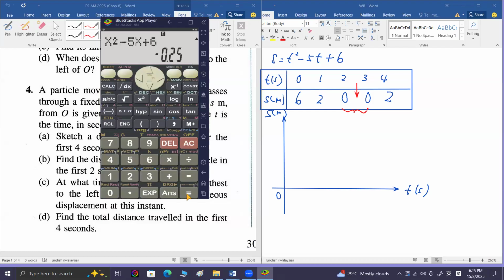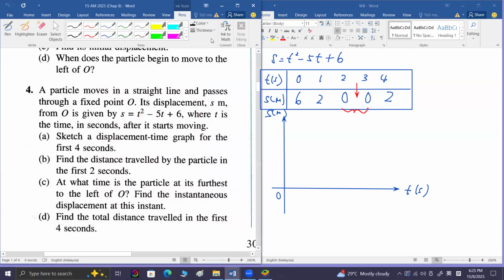Then I get negative 0.25. Can you see? Negative 0.25. So means I add one value here. Then I know that, okay, between these two, we go a bit down here. Yeah, okay, so you see, sketch quadratic, where when t is 0, you get 6.